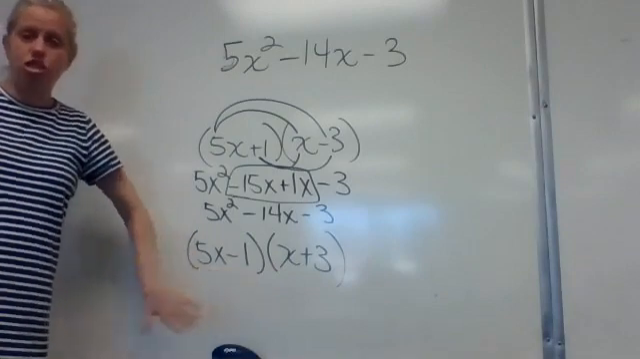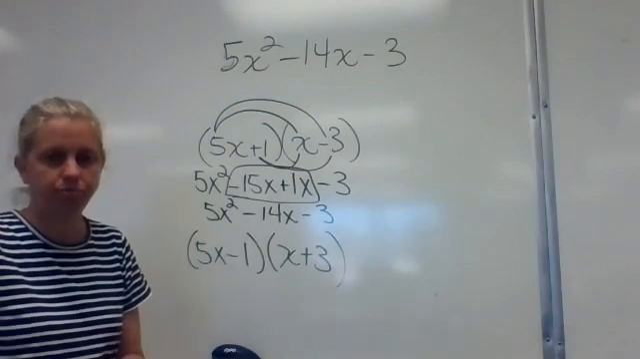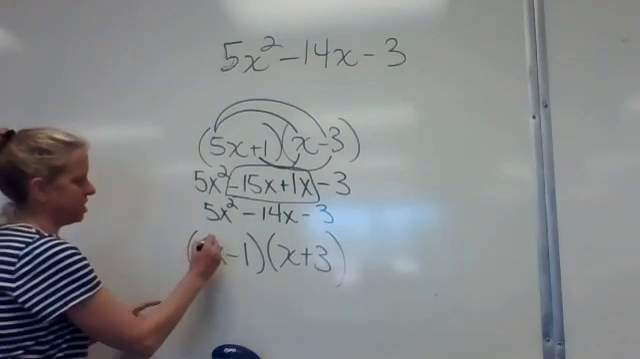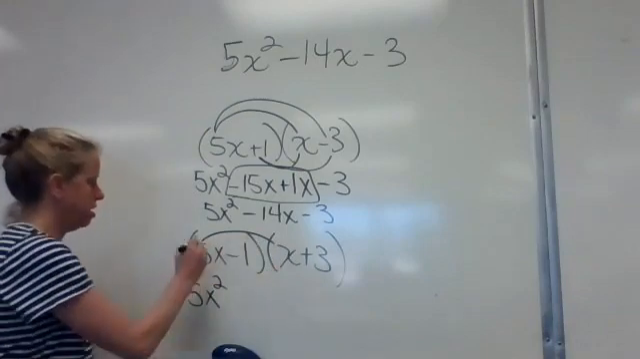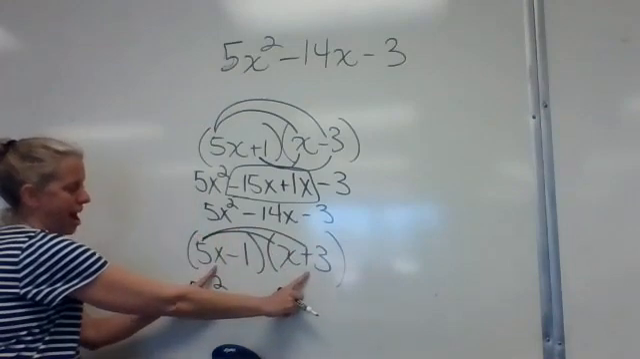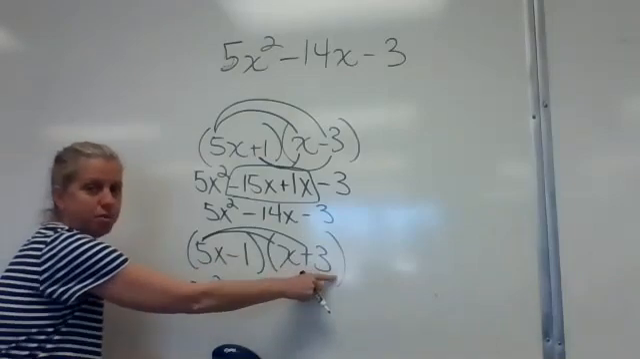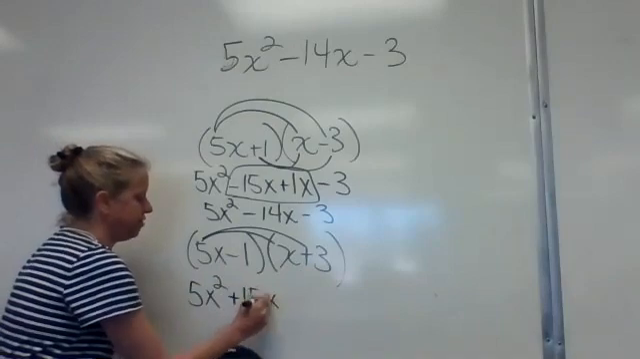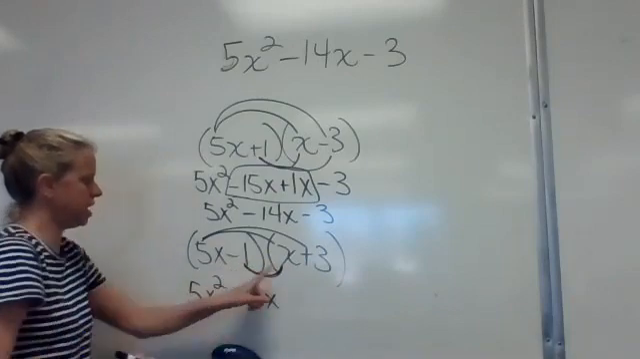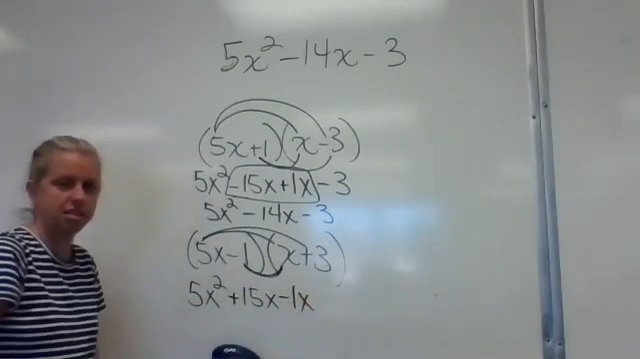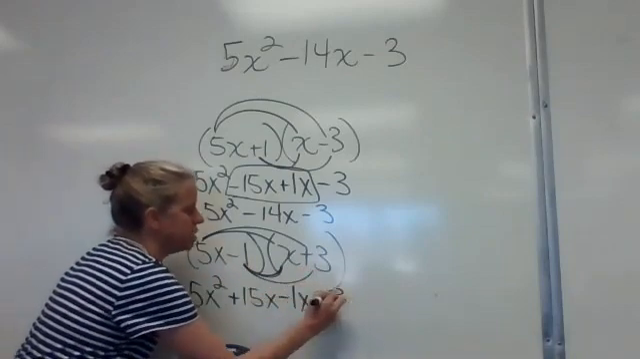I'm going to go ahead and do this one just to show you what happens when your signs are wrong, right? Because look at this. If I do 5x times x, there's my 5x squared. But this time my outer gives me positive 15x, right? Because I have 5x times positive 3, which is positive 15x. My inner, negative 1 times x is negative 1x. And my last, negative 1 times positive 3 is negative 3.